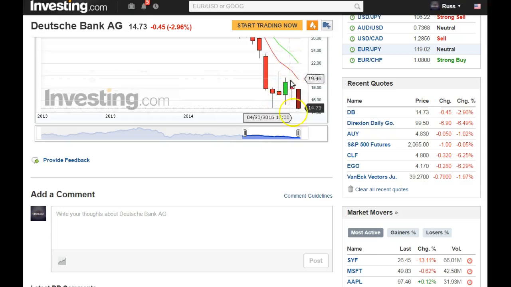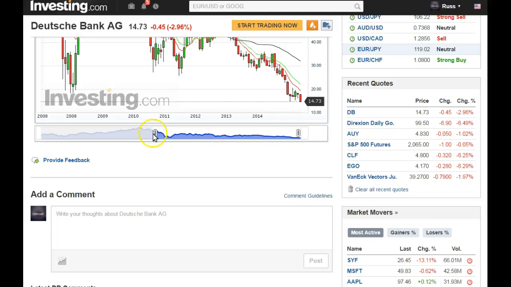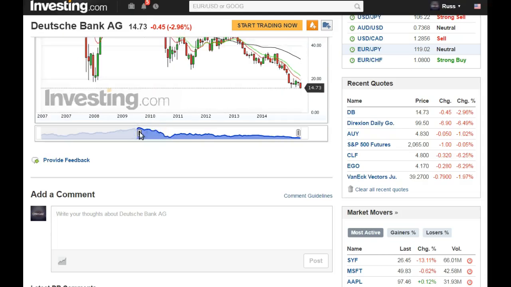Lots of reversal bars in here. Bottom reversal bars, but nothing so far. None of them have been confirmed. And even this hammer is going to be knocked out. So, pretty nasty. Lots of people think that Deutsche Bank is going to be the catalyst for the market crash. So, keep an eye on this one.